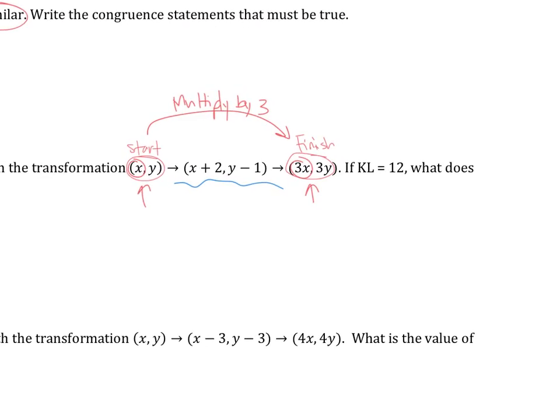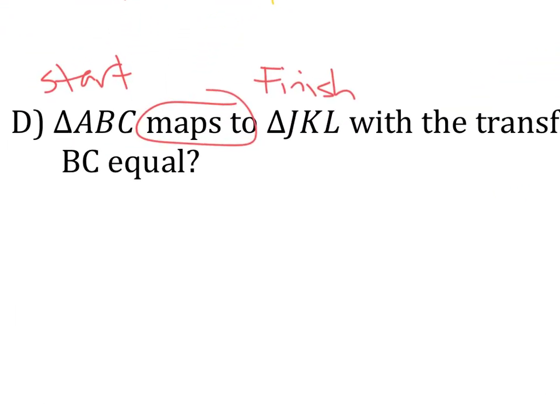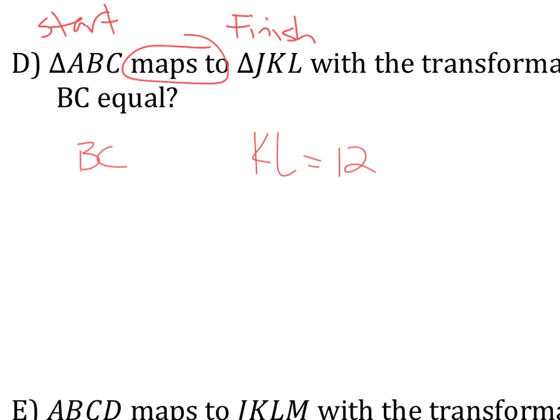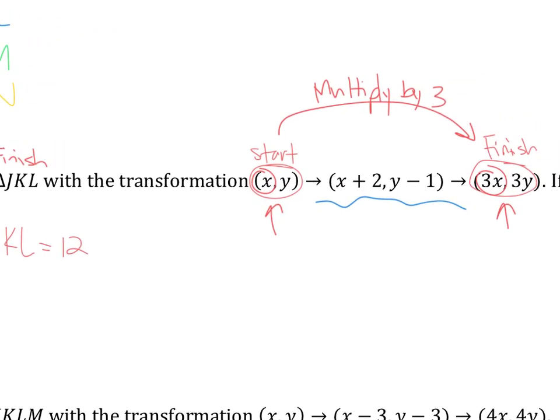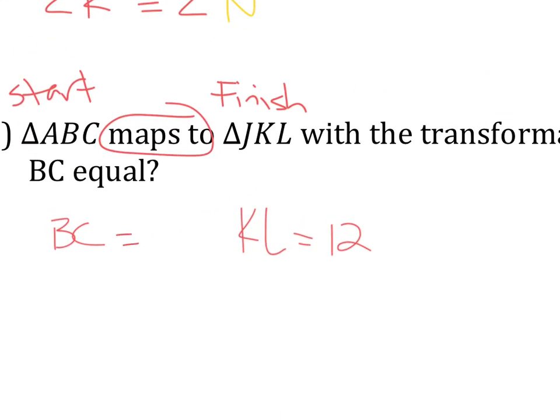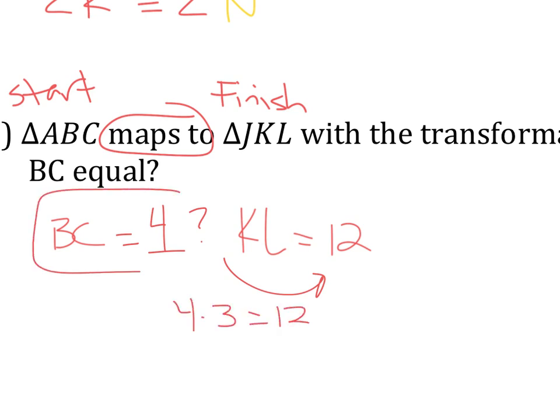So it says if KL from our second triangle is 12, what does BC have to equal? Well, remember, BC is what we started with, and so we said that to get from our start to our finish, we had to multiply by 3. So what number would you have to multiply by 3 to get to 12? Well, 4 times 3 gives us 12. So BC would have to be 4.